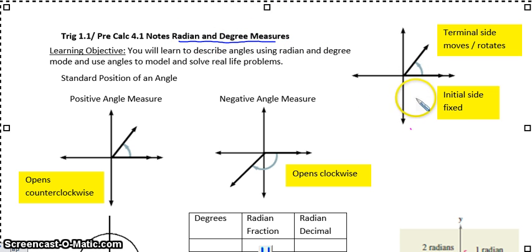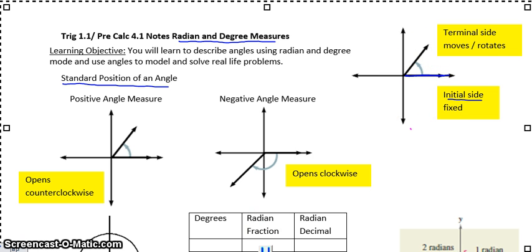So to make sure we all draw our angles the same way, we're going to be using what's called standard position of an angle. And so we need to talk about the two different sides of the angle. You'll notice that one side of the angle is right here on the positive x-axis, and that's called the initial side because it's the side that's fixed. It always will start here. No matter what size of an angle we draw, we always start it right there. So that side does not move.